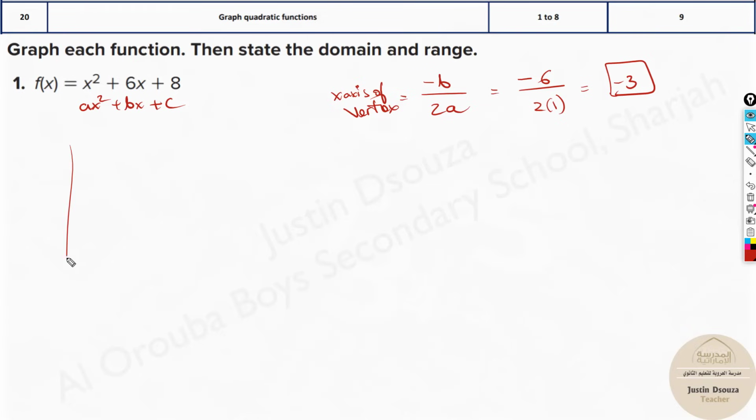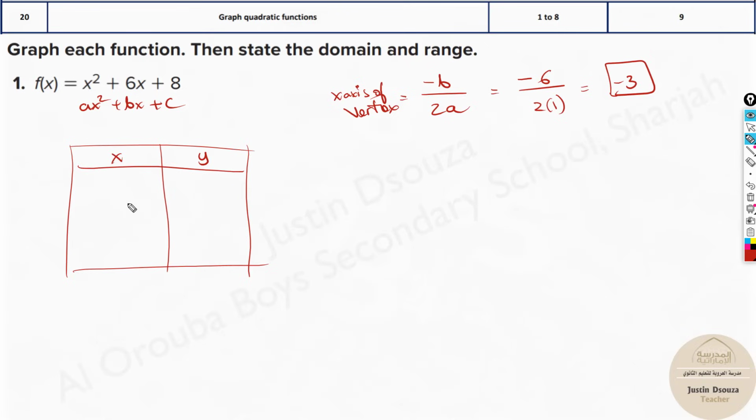Why? Because when you make the table, x and y is enough, or you can make more columns for more detail. I'll just write x and y. Now here the midpoint will be minus 3. Take any two values less than minus 3 and more than minus 3. You can take any jump also, say minus 4, minus 5, minus 7, a jump of 2, that is also fine. But I'll just take simple values, easy to understand.